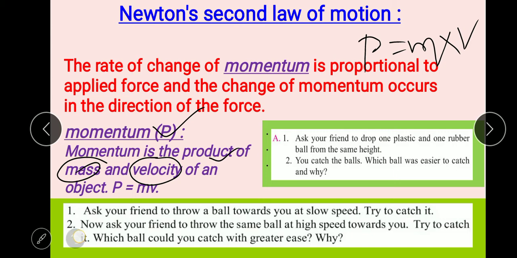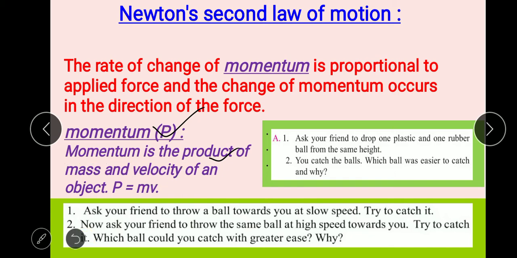So here momentum is nothing but mass into velocity, students. So you will remember momentum is the product of mass and velocity. Momentum is denoted by P, and momentum is equal to mv. Now as per the second law of motion, the rate of change of momentum, see here, mass into velocity. Suppose initial velocity, I'll explain you here, students.